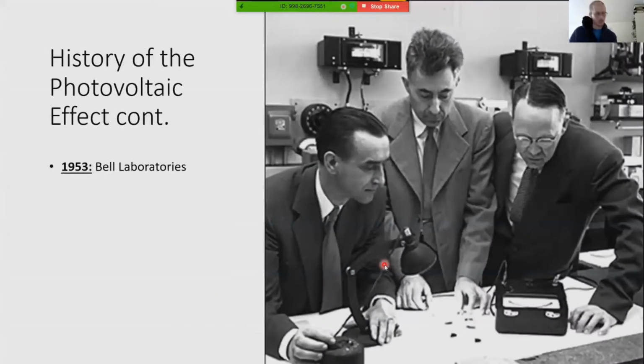And then flash forward about 114 years, 1953, Bell Laboratories unveiled the first commercially practical solar cell. This was a silicon solar cell, so they moved from wet to solid cells. It had an efficiency of about 6%, which was comparable to gas engines at the time, although obviously it couldn't generate as much power. And these are the three gentlemen that are credited with developing that silicon cell.